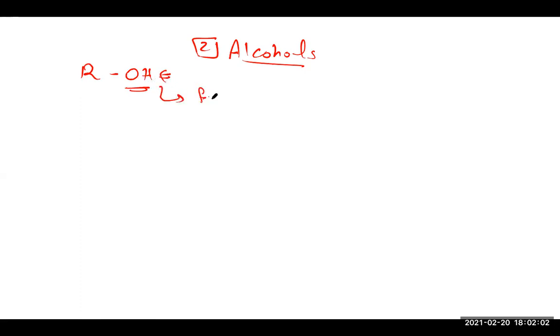Okay, now we will start with alcohols. So this is the second substituted hydrocarbons. For alcohols, we will replace the hydrogen with hydroxyl group, OH. That's why the general formula for alcohol will be ROH. So the functional group here will be hydroxyl group.